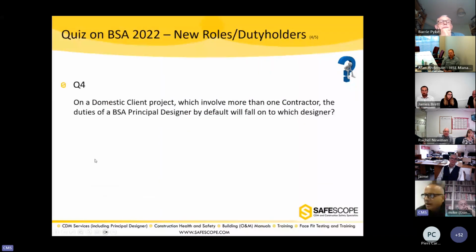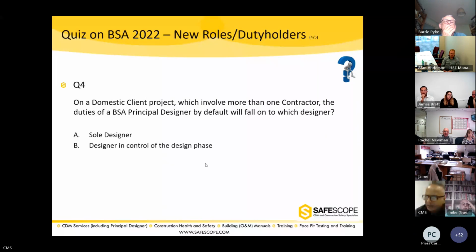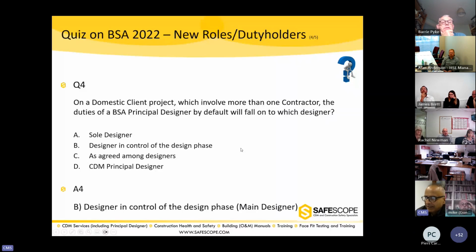On a domestic client project which involves more than one contractor, the duties of a principal designer under the Building Safety Act by default will fall on to which designer? A, sole designer; B, designer in control of the design phase; C, as agreed among designers; or D, CDM principal designer. Which one, guys? Quickly, if someone can shout out. That would be B, the designer in control of the design phase, the main designer.